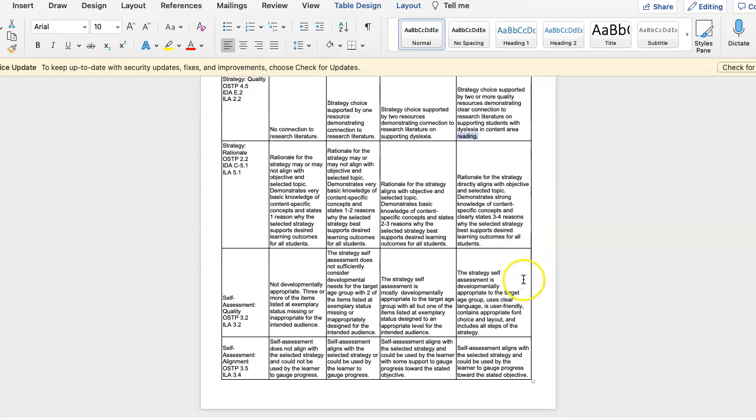The strategy self-assessment for the students must be developmentally appropriate to the target age group. It must use clear language, be user-friendly, contain appropriate font choice and layout, and include all steps of the strategy in that self-assessment for the student. And finally, the self-assessment must align with the selected strategy and could be used by the learner to gauge progress toward the stated objective.